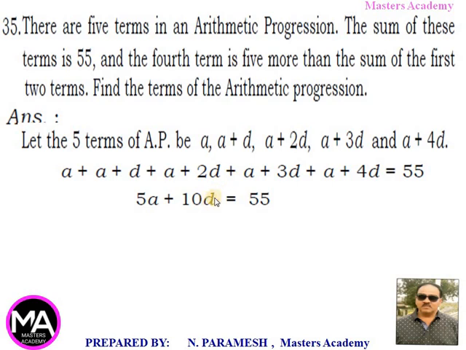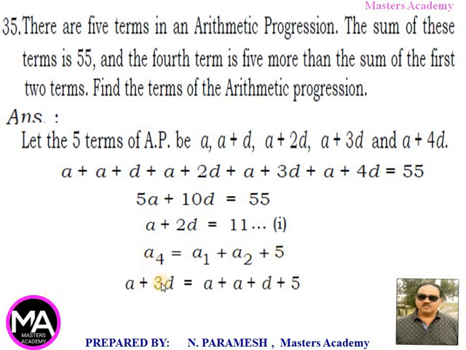5a plus 10d is equal to 55. Throughout divided by 5, a plus 2d is equal to 11. Call this equation 1. Fourth term is 5 more than the sum of the first 2 terms, that is a4 is equal to a1 plus a2 plus 5. a4 is nothing but a plus 3d is equal to a1, which is a, plus a2, which is a plus d, plus 5. a minus 2d is equal to minus 5. Call this as equation 2.